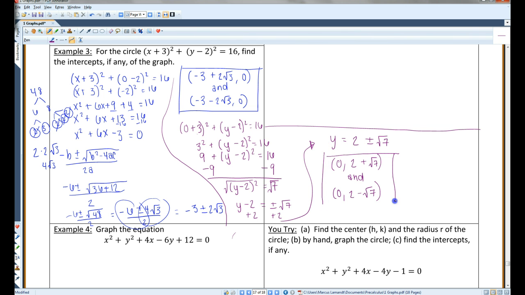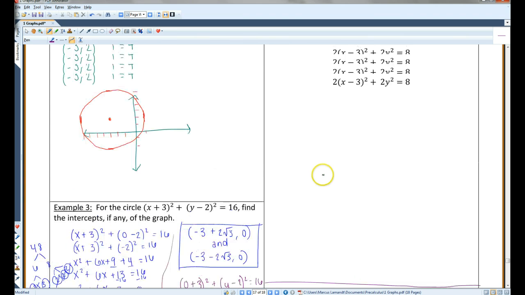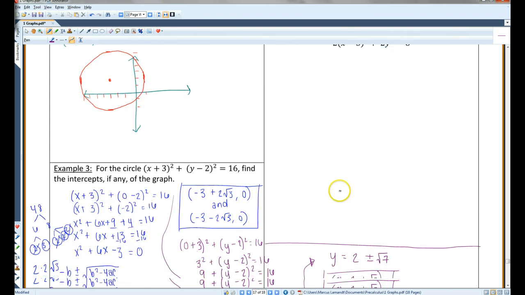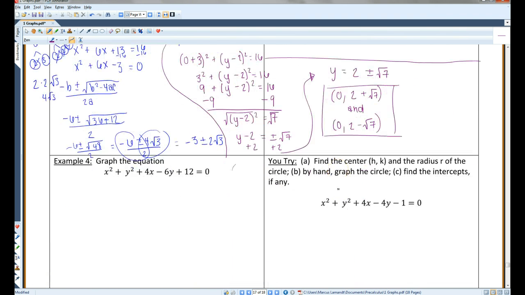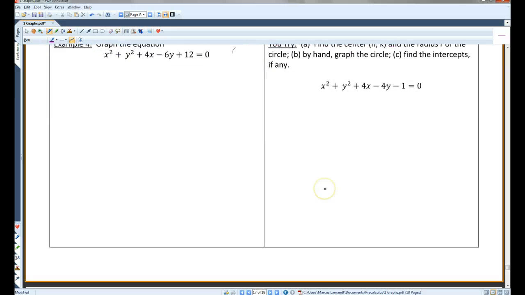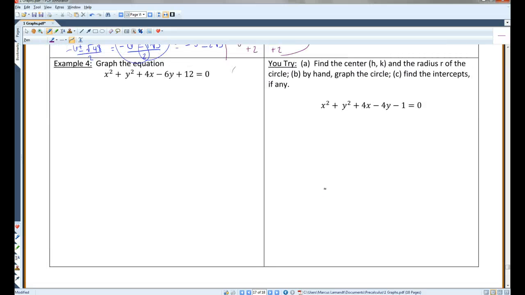So you should have 4 intercepts. And if you don't have enough room here, feel free to work on a separate sheet of paper. That's totally fine. Just make sure you staple that sheet of paper to your notes when you turn it in.